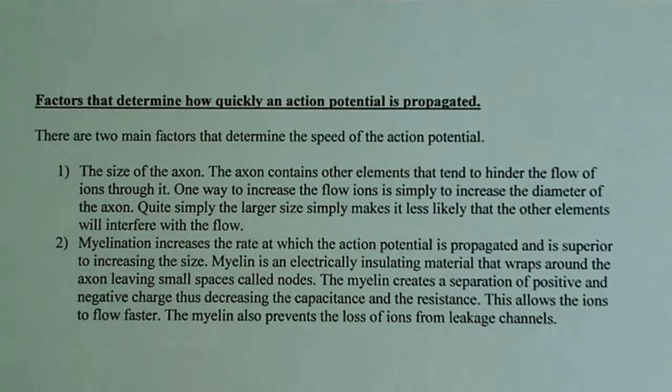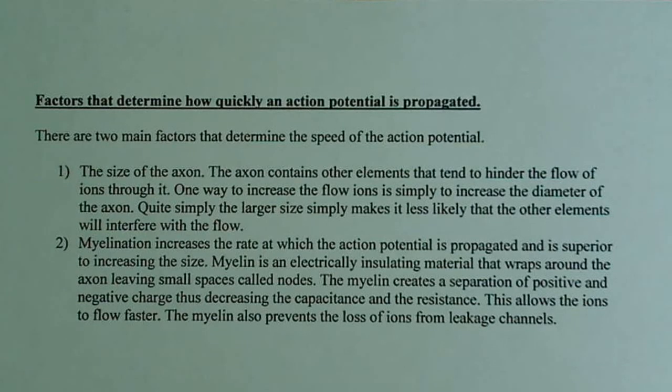But the other, more important way is called myelination. Myelination increases the rate at which the action potential is propagated and is superior to increasing the size. Because imagine, if I kept increasing the size of the axon, what would happen? Well, how would an animal like a human work? I mean, you just wouldn't have the space. You simply would not have the room to have these really, really large axons. So there's this really unique and interesting way to overcome that, and that's the process of myelination.